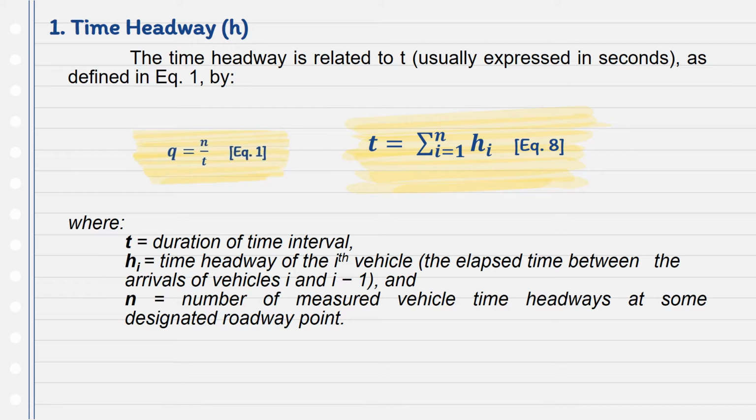We can measure the time headway between two vehicles by starting a chronograph when the front bumper of the first vehicle crosses the selected point, and subsequently recording the time that the second vehicle's front bumper crosses over the designated point. The time headway is related to t, usually expressed in seconds as defined in equation 1 by t is equal to the summation of i equals 1 to n of h sub i, where t is the duration of the time interval, h sub i is the time headway of the ith vehicle or the elapsed time between the arrivals of vehicles i and i-1, and n is the number of measured vehicle time headways at some designated roadway point.